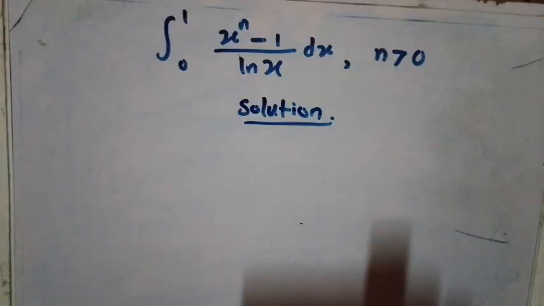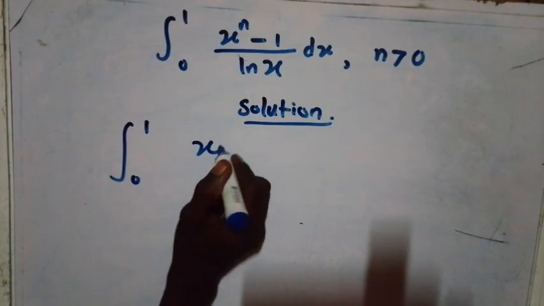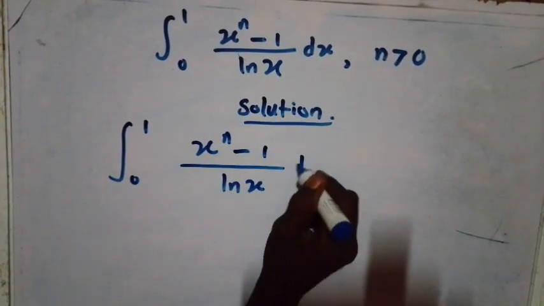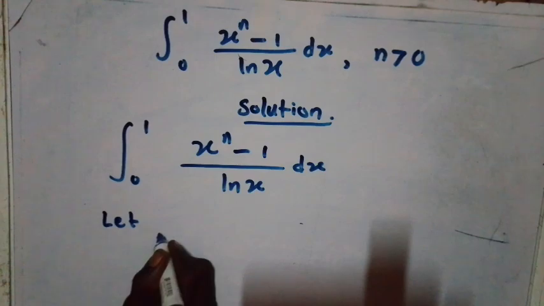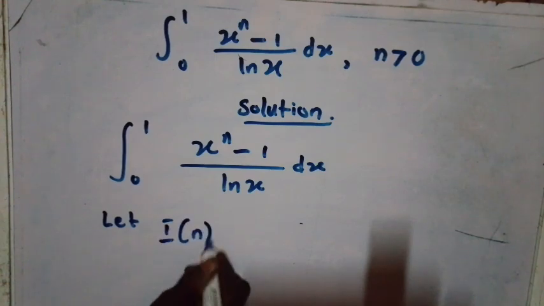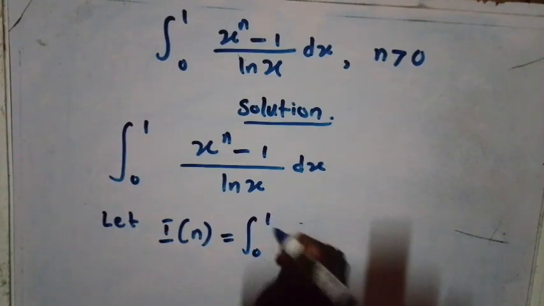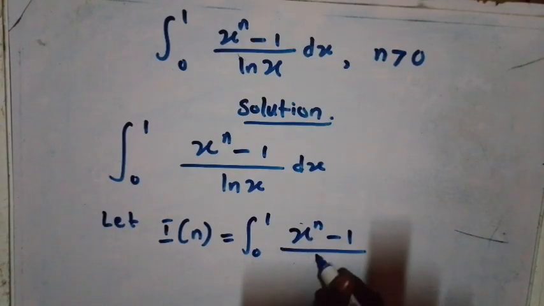By rewriting the problem, the integral from 0 to 1 of (x^n - 1) over ln x dx. We let I(n), making n a function, equal to the integral from 0 to 1 of (x^n - 1) over ln x dx.